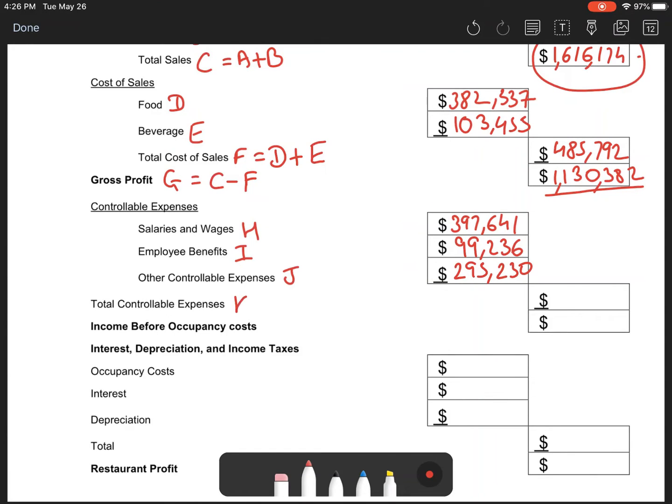So the total controllable expenses K is equal to salaries and wages plus employee benefits plus other controllable expenses. When you sum up all these three numbers together, it will come up to 792,107. Okay, so now that's another major piece of the pie which needs to go. So since we had only this much piece of the pie left, we now have to minus this amount, which is your total controllable expenses.